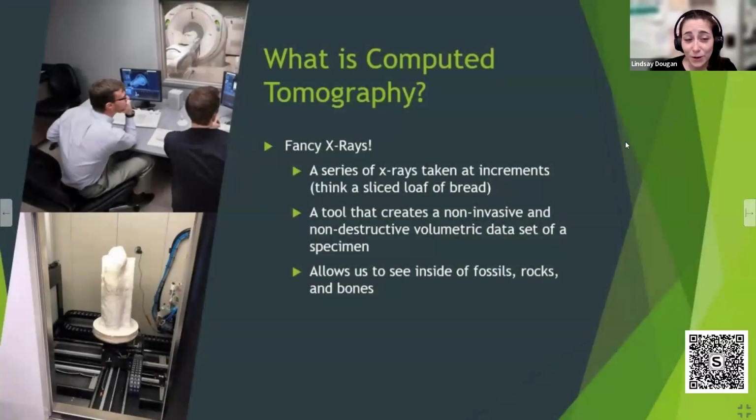So, what is computed tomography? It's very fancy x rays. So, these are x rays taken at increments across a specimen. So, think of it as a sliced loaf of bread. And this is a non-destructive tool. It's also non-invasive, and it creates a three-dimensional model of the actual specimens that we're scanning. The great thing about this is that it actually lets us see inside of specimens, so it can penetrate rocks, it can penetrate through the fossil material, and we can really see the insides of bones.